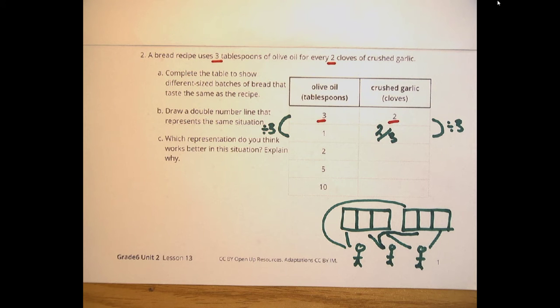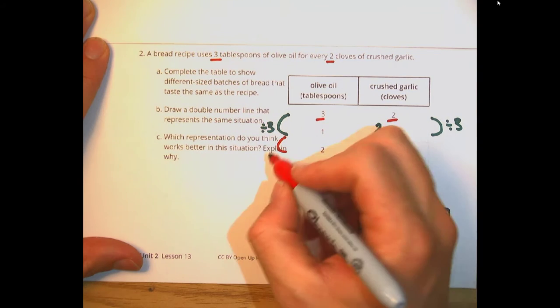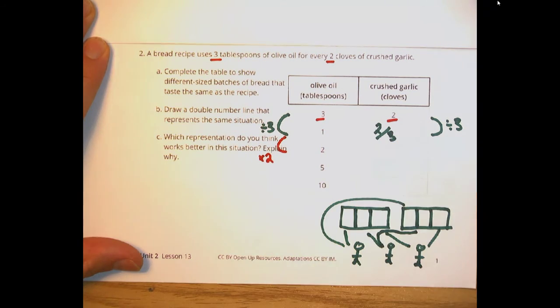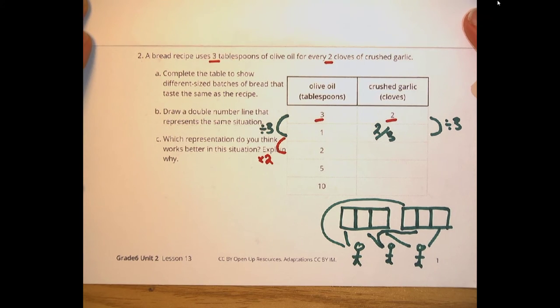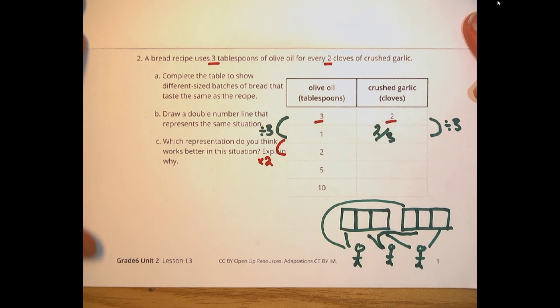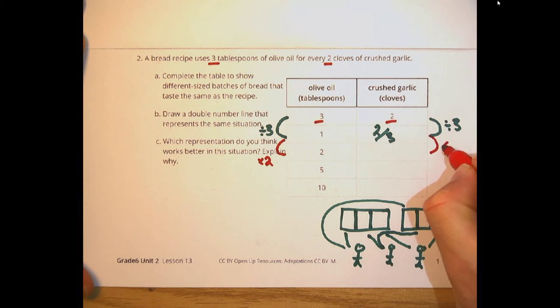Now, we're going from 1 to 2. How do we get from 1 to 2? We multiply by 2. Remember, we cannot just add 1. Okay? Ratios are multiplicative, which means we multiply or we divide. So we multiply by 2 to get from 1 to 2. It means we have to multiply by 2 here.